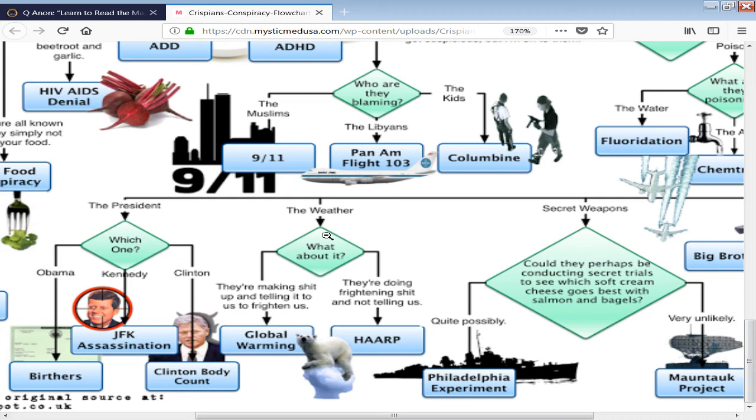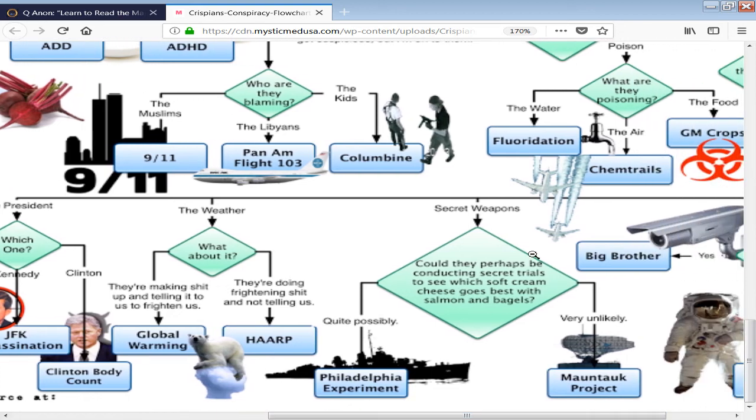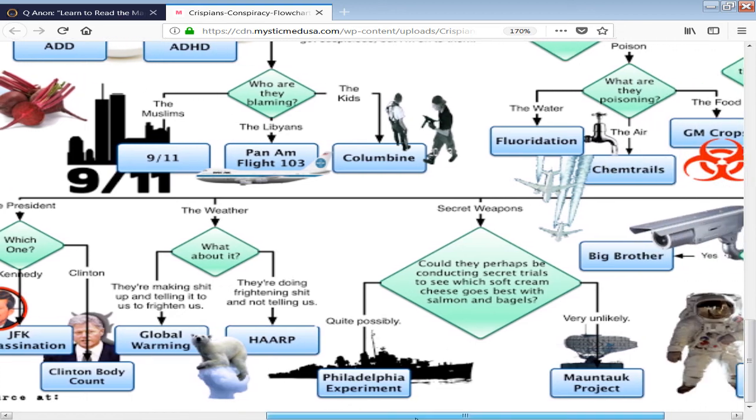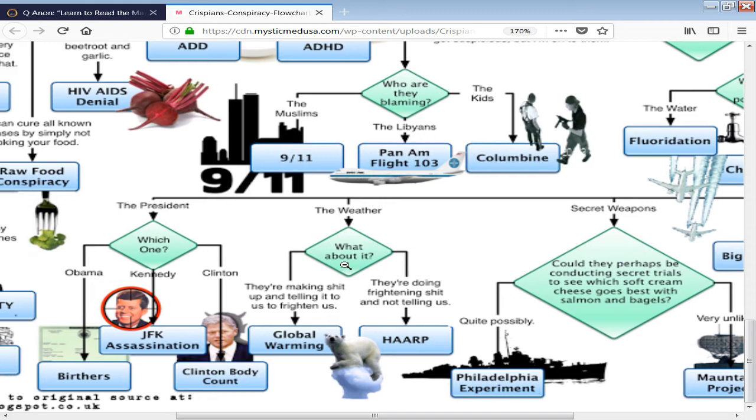Yeah. And I also think they're controlling the weather. What about it? They're making stuff up and telling us to frighten us. Global warming. Yeah, they're making that up. Global warming is not true. Now they are messing with our environment. How do we know that? Chemtrails, chemical trails, heavy metals up in the sky.